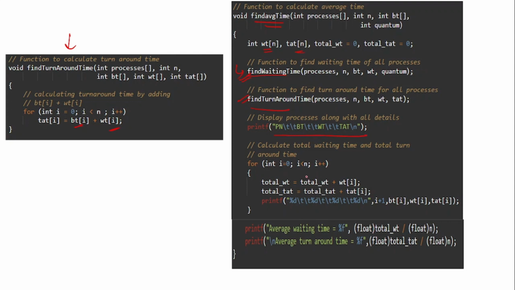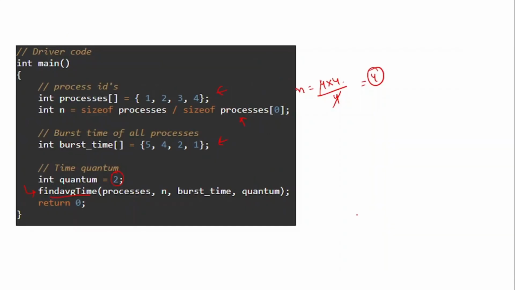We again have a loop here, which has the total waiting time and total turnaround time, and we calculate it in a similar way to what we have already discussed. Then we calculate the average waiting time and the average turnaround time of the processes. The rest of the computation is the same as what we have already discussed with the previous process scheduling algorithms.